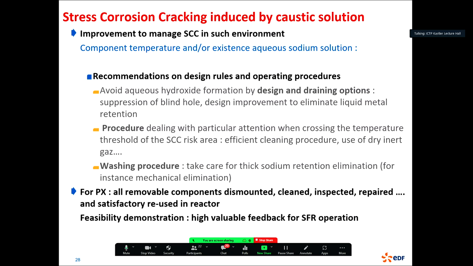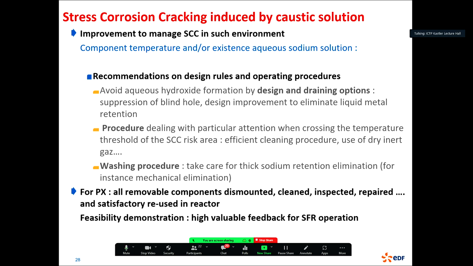So here you have the recommendation with regard to stress corrosion cracking. Recommendation on design rules and operating procedures. So we have to avoid aqueous hydroxide formation by design and draining options, just in order to avoid the possibility of having this aqueous sodium hydroxide. We also have a procedure to avoid staying too long in this range of temperature when you fill the system.